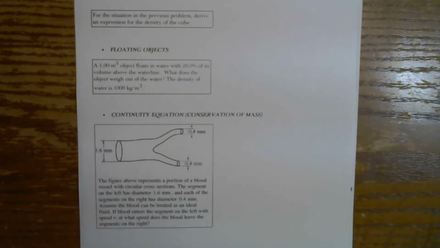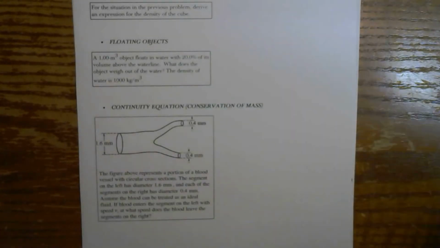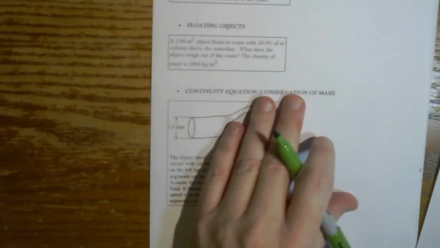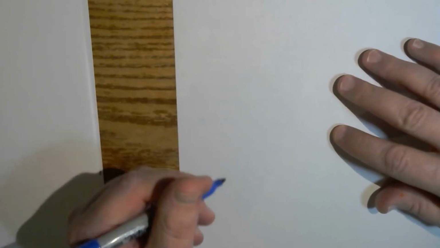All right, this next question is a little tricky, so let me walk through this and show you exactly what you need to do to work this one out. We've got a 1 cubic meter object floating with 20% of its volume above the water line. What does this object weigh out of the water? The density of the water is 1,000. So here's how we need to work it out.